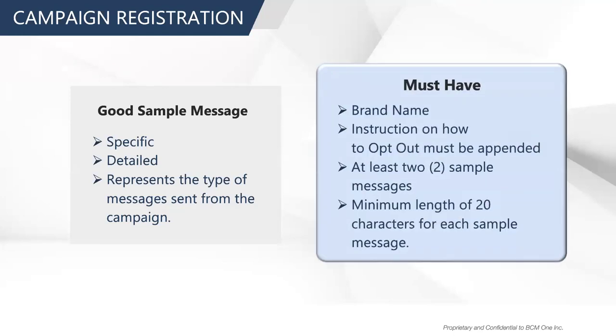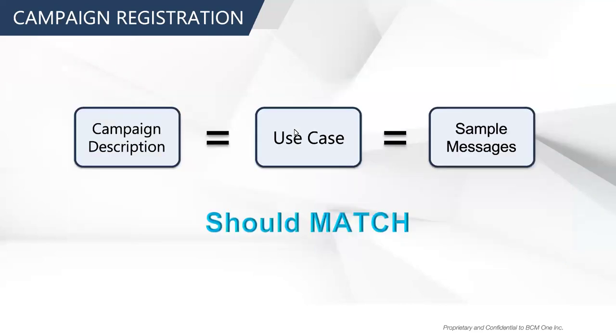A few must-haves for sample messages: the brand name must be in the sample messages and an instruction on how to opt out must be appended. You must have at least 2 sample messages with a minimum length of 20 characters for each. It is important that your campaign description, your selected use case, and the sample messages match, because any discrepancies can cause your campaign to be rejected.